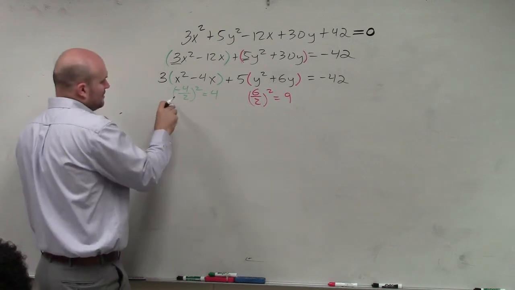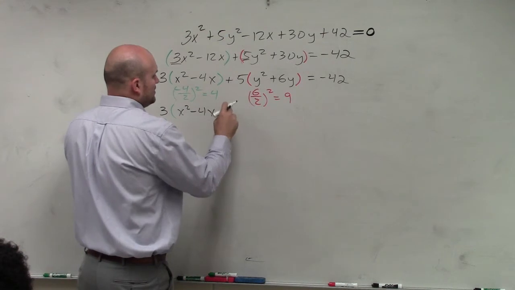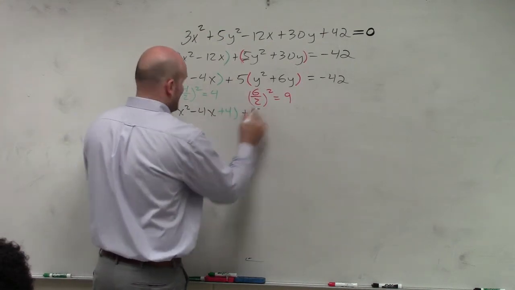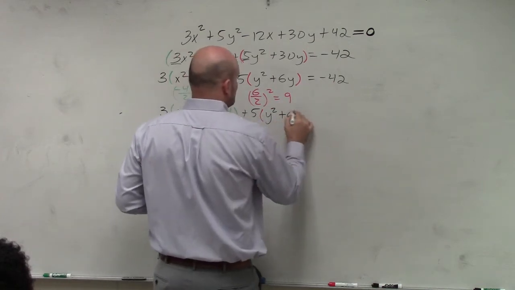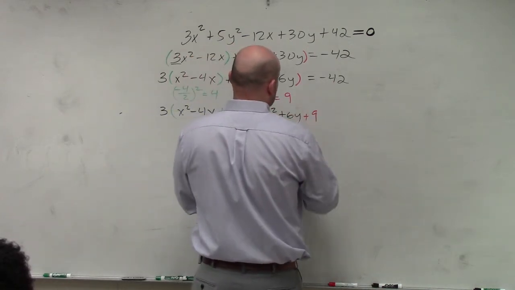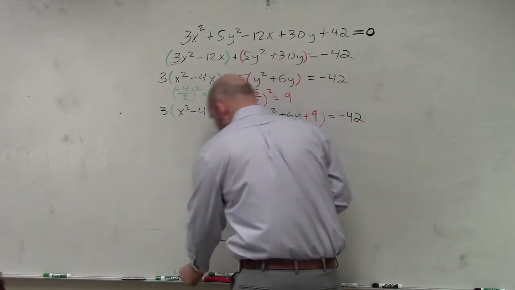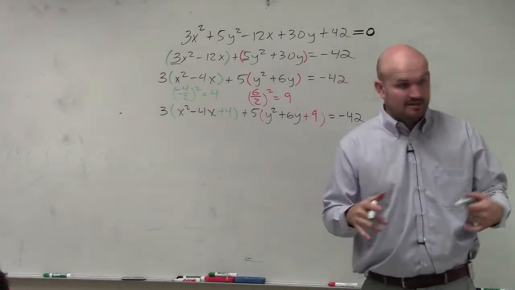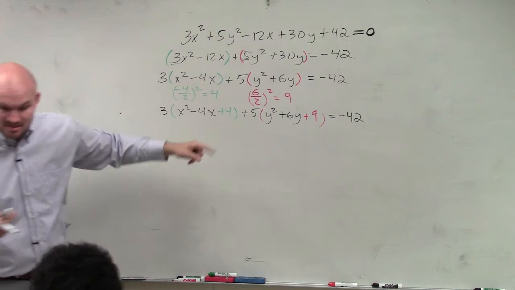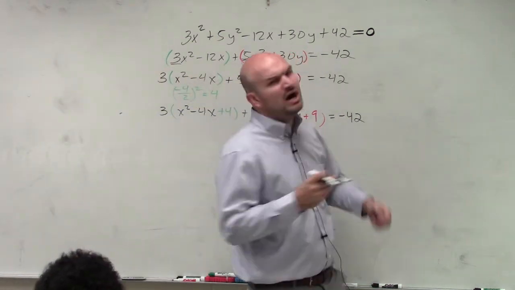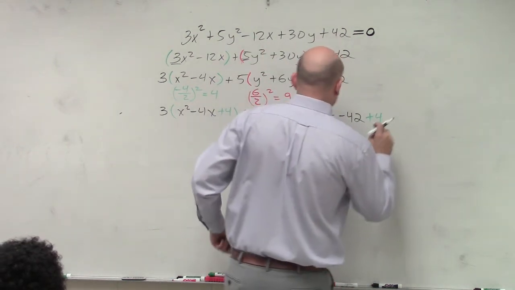3 parentheses x squared minus 4x plus 4, plus 5 times y squared plus 6y plus 9 equals negative 42. Now, here's where everybody makes the mistake. Remember, we added a 4 to the left side. So if we add 4 to the left side, we have to add a 4 to the right side. So you add a 4 to the right side.